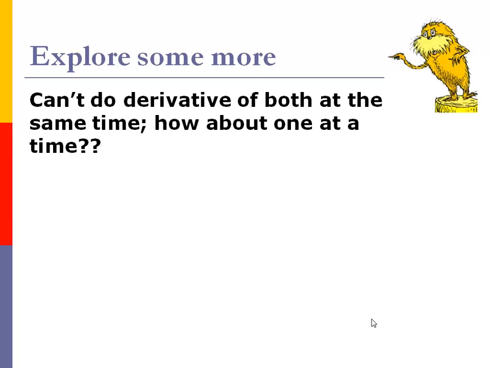If we can't do the derivative of both at the same time, how about doing one at a time? Okay, so I'm not going to do both at the same time, but I'm going to do one at a time. Sounds like a Dr. Seuss kind of episode here. All right, so we've got our expression, and I've got a 2x to the fifth out in front, and then I've got this other expression inside the parentheses.